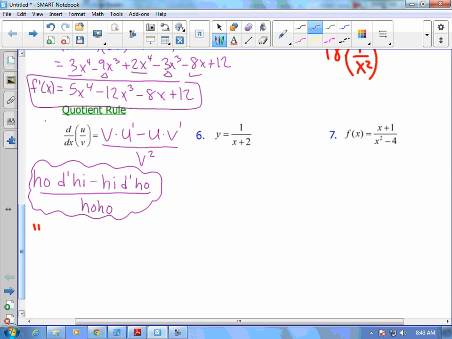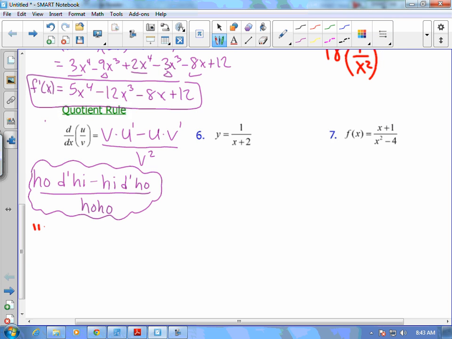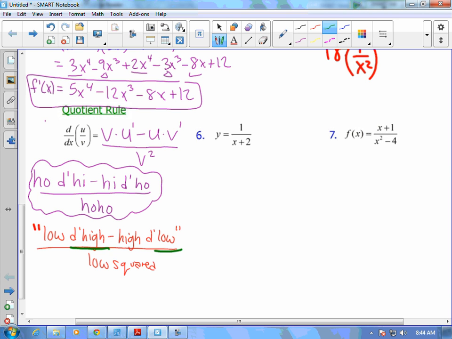The other version is low D high minus high D low over, some people say low low, other people say low squared. And same as the last rule, the D high means I'm going to take the derivative of the high. The D low means I'm going to take the derivative of the low. Ho D high minus high D ho over ho ho.